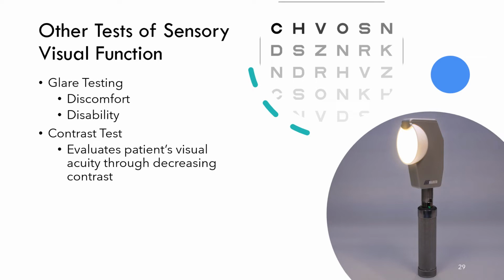Disability glare occurs when a bright light is scattered by ocular media, resulting in reduced visibility and decreased contrast of the object. Disability glare is most common in patients as they age, in the presence of cataracts, and after cataract surgery. There are multiple tests available for evaluating disability glare. Among the most reliable is the brightness acuity test, seen here in the lower right corner.